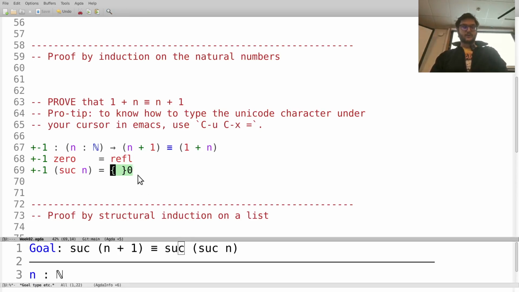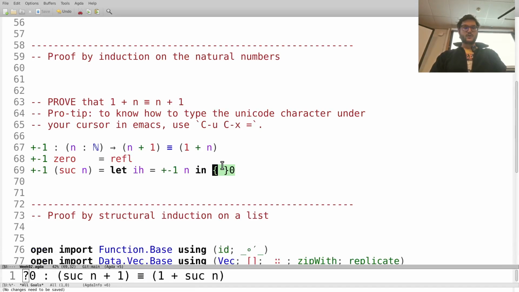Okay, so it looks like we might be able to reduce this to the problem of n plus 1 being equal to successor of n. So we can name that induction hypothesis. And here it is a justified call because n is smaller than successor of n. So the process I'm describing is indeed going to terminate at some point. I'm always referring to simpler cases.